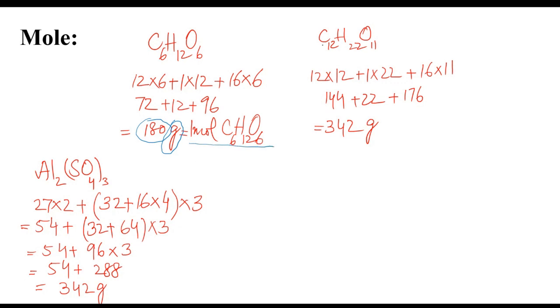Okay, what is the mass of sugar? 342 gram. It is equal to 1 mole of sugar, C12H22O11. Okay, what is the molar mass of aluminium sulfate? 342 gram. It is equal to 1 mole of aluminium sulfate.